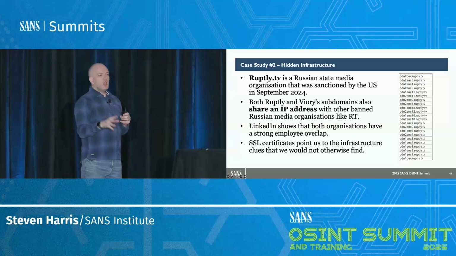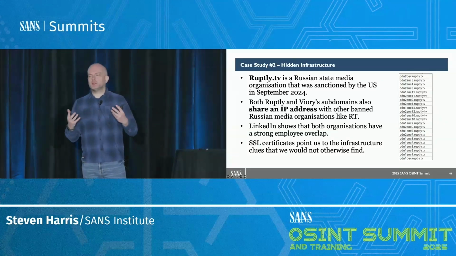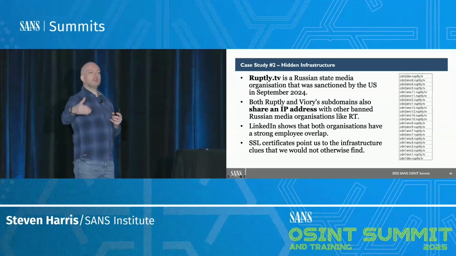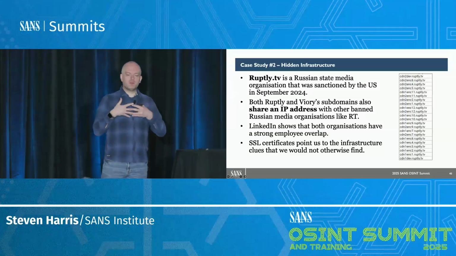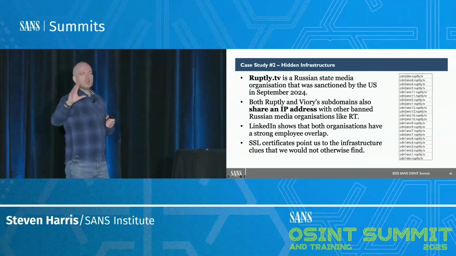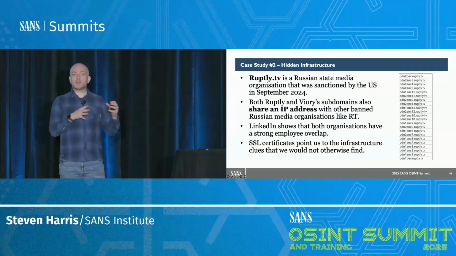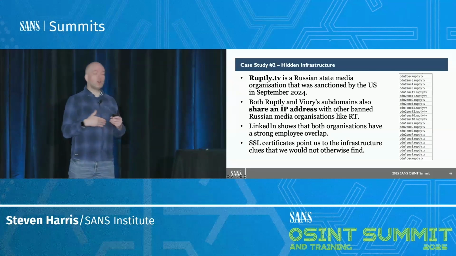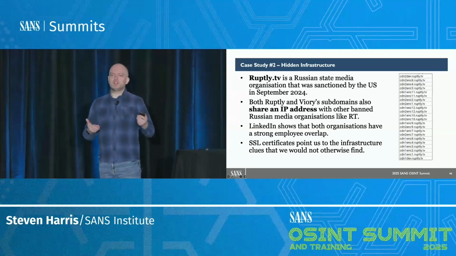Take away from this, we would not have been able to discover this information through Googling. We wouldn't have been able to discover it through examining the website. The security certificates are the resource that points us to all these other parts of the infrastructure that allow us to make these connections. So Ruptly and most of the other main Russian state media brands were sanctioned by the US last year. Viori somehow missed the chop. So it hasn't been sanctioned, but we can see very clearly that the certificates don't lie.